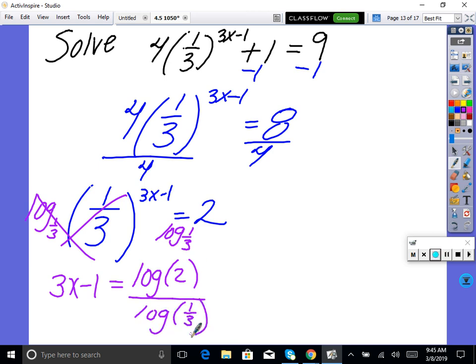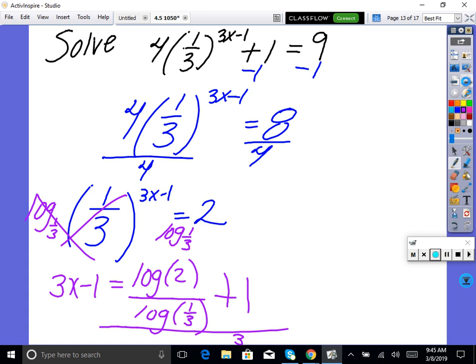Then after that, we'd add 1. Then we would divide all of it by 3, and that would get x alone. Don't let fractional bases throw anyone off. That's why I wanted to do that example. In your calculator, I'd do log of 2 divided by log of 1/3, hit enter. Then I'd add 1, hit enter, then divide by 3.